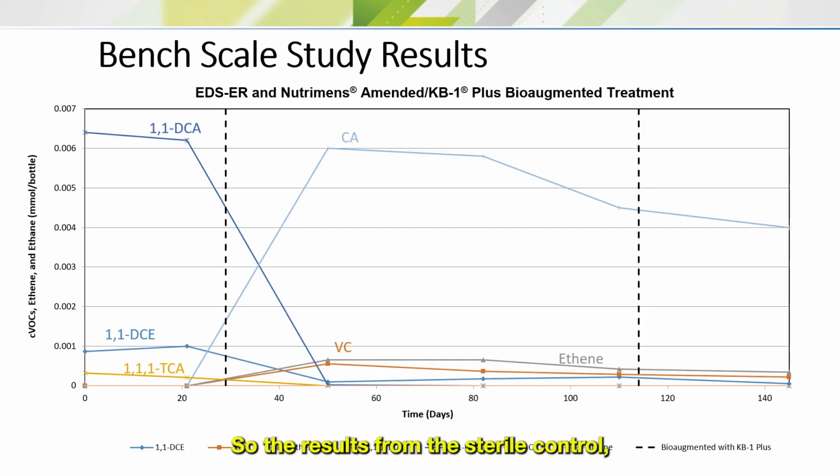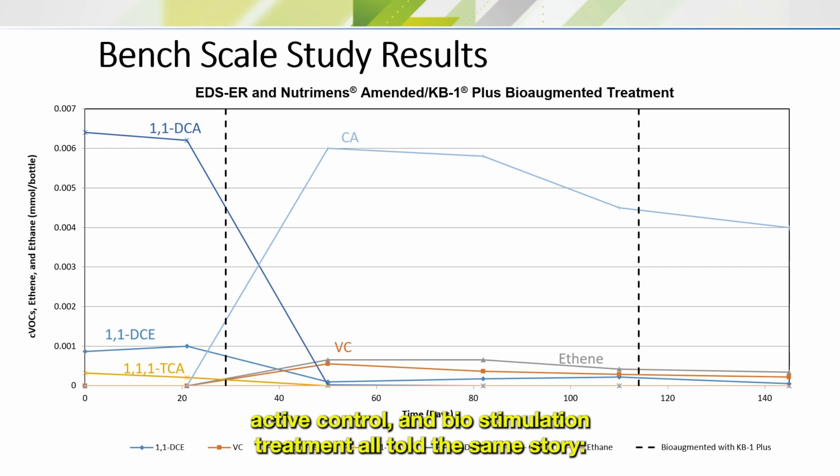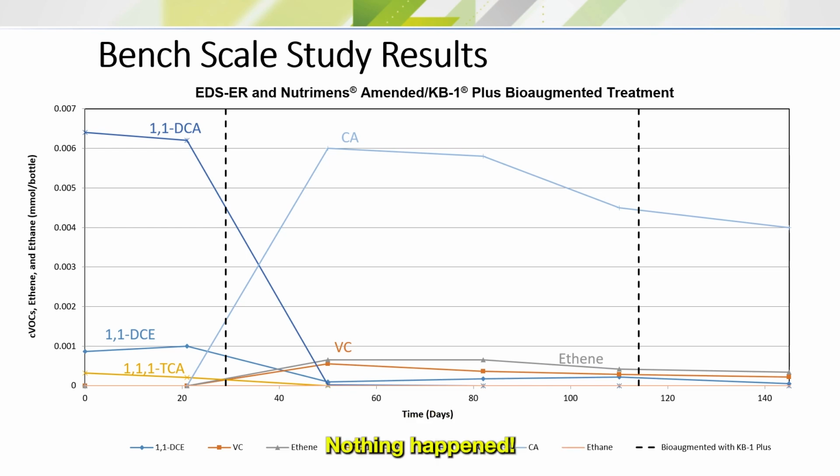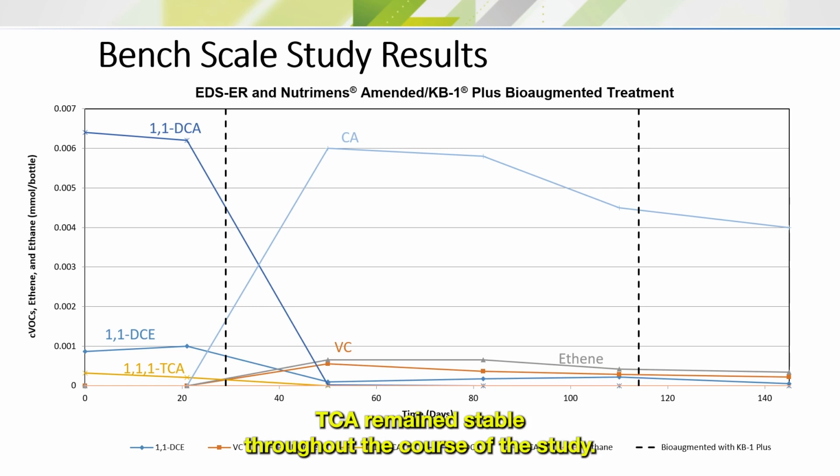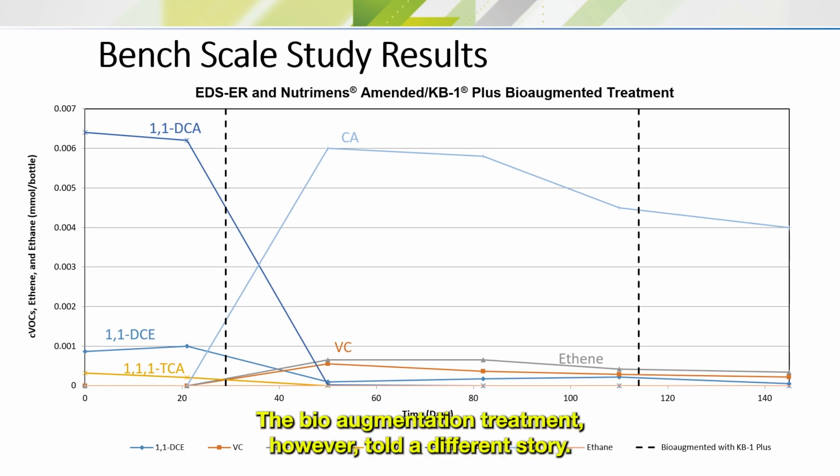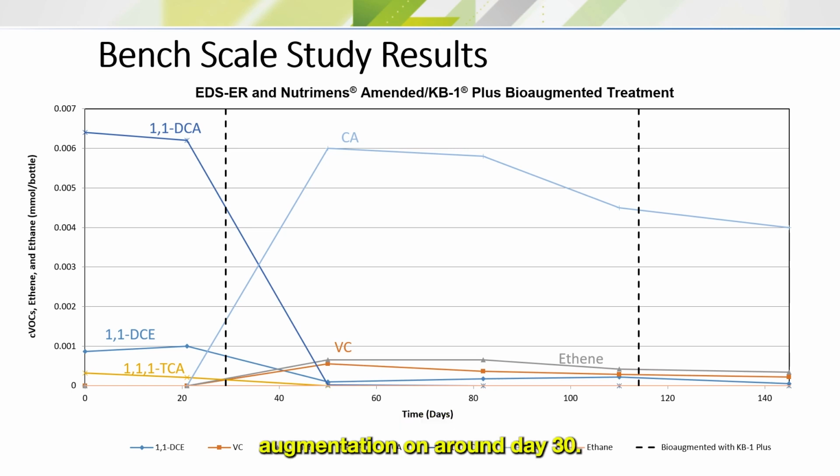So the results from the sterile control, active control, and biostimulation treatment all told the same story. Nothing happened. Concentrations of 1,1-DCA, 1,1-DCE, and 1,1,1-TCA remained stable throughout the course of the study. The bioaugmentation treatment, however, told a different story. Concentrations remained stable in the treatment until after bioaugmentation on around day 30.